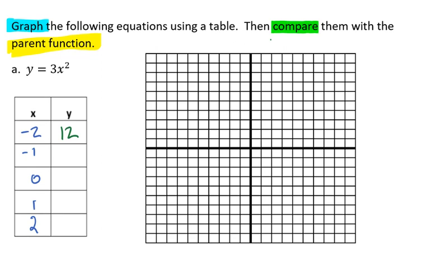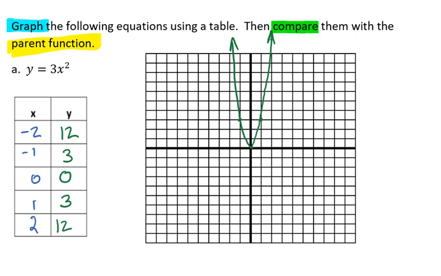If we plug in a -1 to the x's place, that's going to give us a value of 3. If we plug in a 0, that's going to give us a 0. A 1 will give us a 3, and a 2 will give us a 12. So we're going to go ahead and plot those points and graph our line. And so this is what our equation y equals 3x squared looks like.